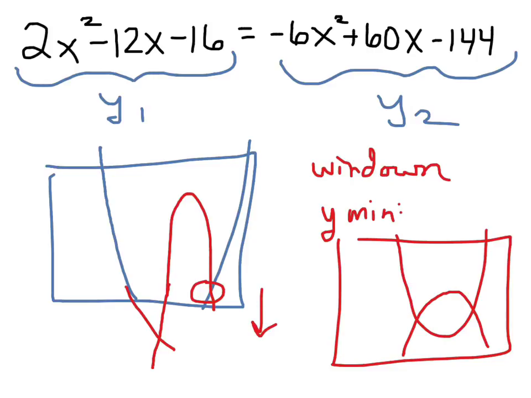Just do second trace, intersection, press enter 3 times in a row. 1, 2, 3. And what number did you get for the X? Remember, the Y doesn't matter. 2.4.